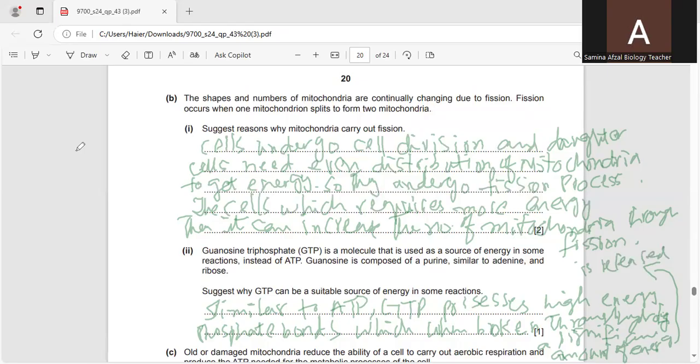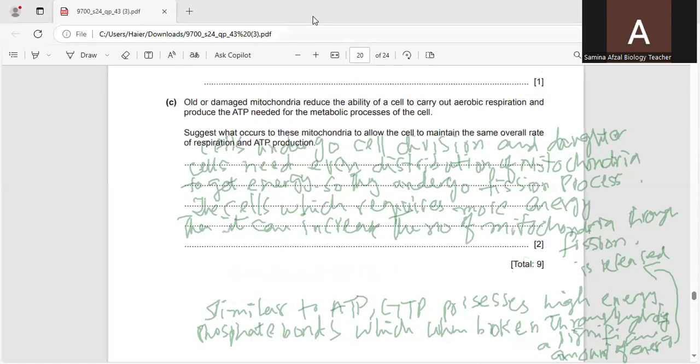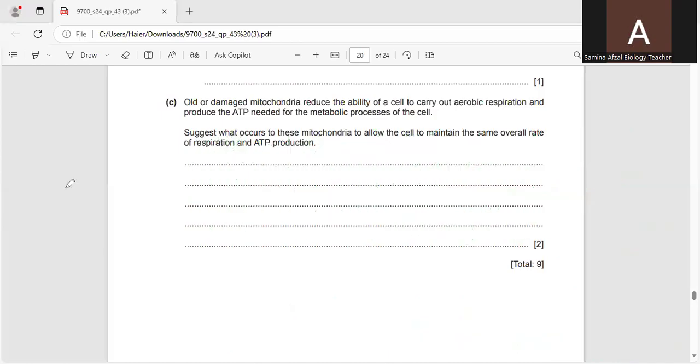Moving to the next question, the C part is: old or damaged mitochondria reduce the ability of the cell to carry out aerobic respiration and produce the ATP needed for the metabolic processes of the cell. So, suggest what happens to these mitochondria to allow the cell to maintain the same overall rate of respiration and ATP production.